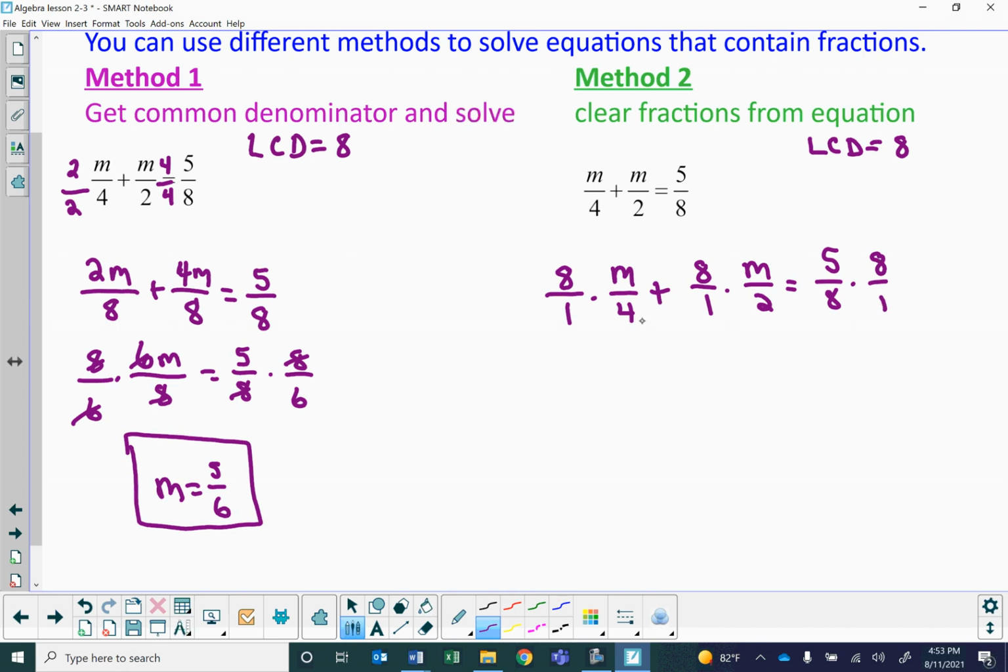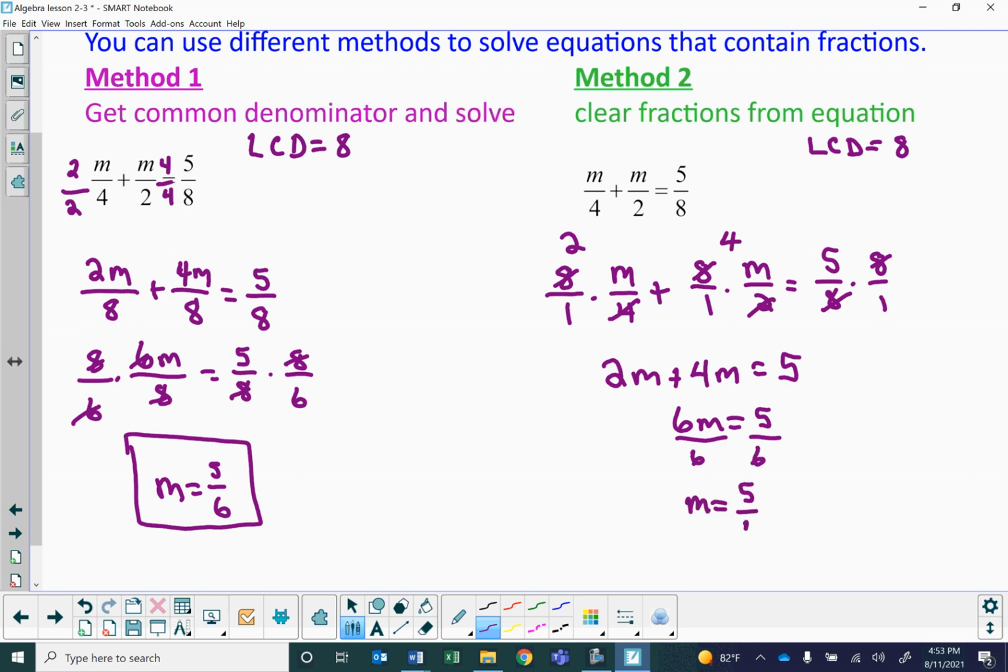By doing that, 4 goes into 8 2 times. I have 2m. 2 goes into 8 4 times, plus 4m. 8 goes into 8 once. That equals 5. So I now have 2m plus 4m is equal to 5. 2m plus 4m is 6m. 6m equals 5. To get m all by itself, divide by 6. So m is equal to 5/6.